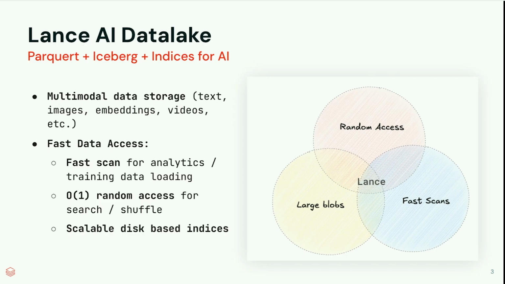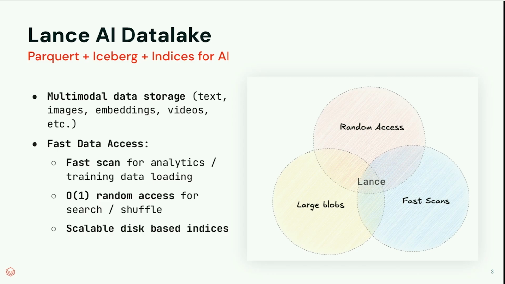So the question that we're trying to solve is listed here. We sometimes call it the new CAP theorem. We want to be able to store multimodal data, basically the large blobs, and we want to be able to do really fast data access. The access patterns that we identified as common in AI workloads are, first, similar to Parquet, fast scan performance. How can you quickly stream a large amount of data to your applications? And the second one is random access.